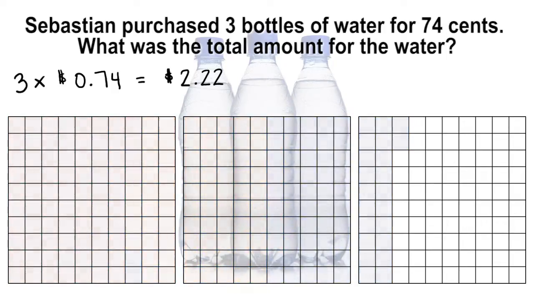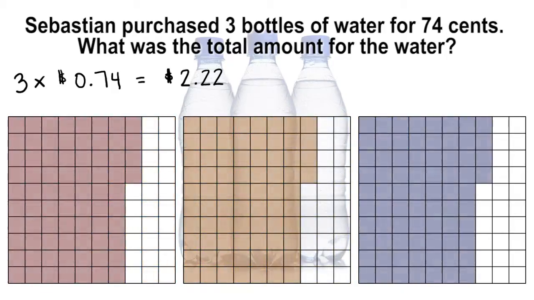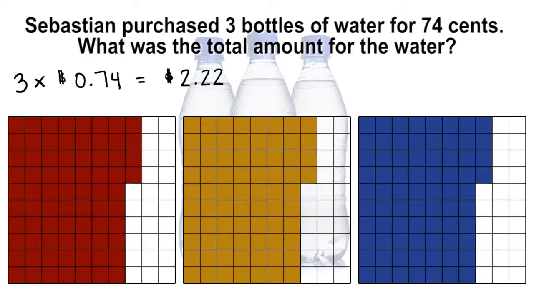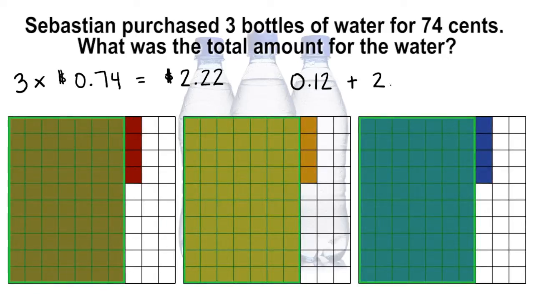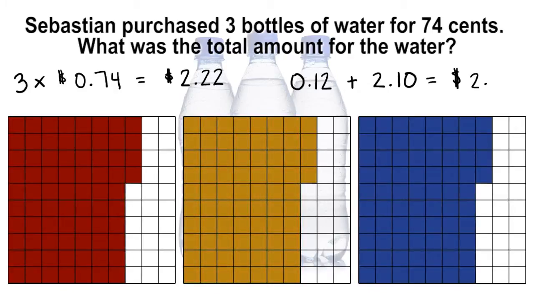Another way students may choose to shade the hundredths grid is by shading in the 74 hundredths on each grid. Start by adding all the hundredths for a total of 12 hundredths. Next, count up the tenths for a total of 21 tenths. Add the 2 amounts for a total of 2 and 22 hundredths, or $2.22. While both are correct methods, the first method was easier to see the total.